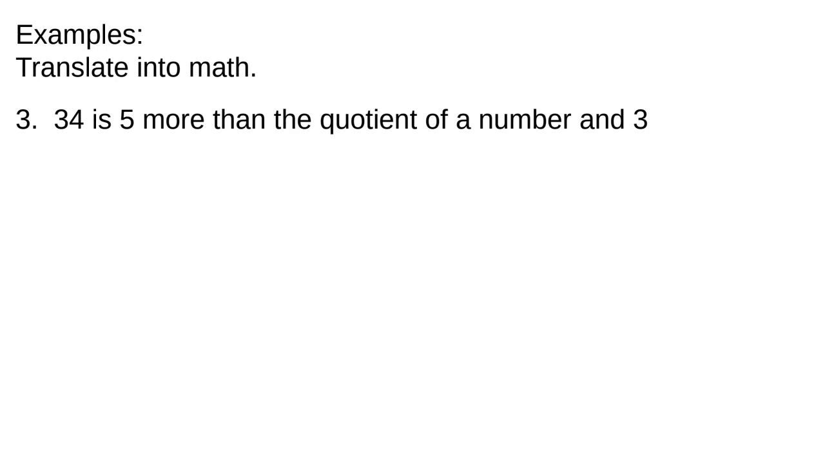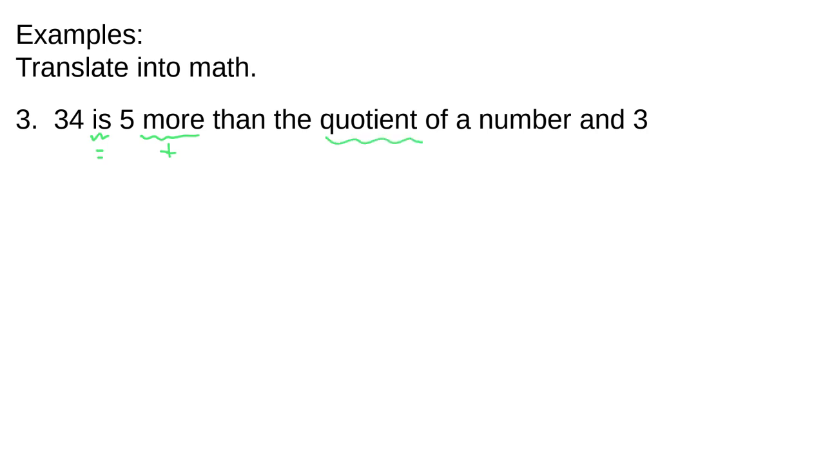Let's try number 3. 34 is 5 more than the quotient of a number and 3. This one's a little longer. Let's see what we can pull from here. First up, I see an is. 34 is, think about that as 34 is equal to, same thing. So when we see this is for this problem, I think that's an equal sign. I also see the word more. More typically means we're going to be doing some addition.